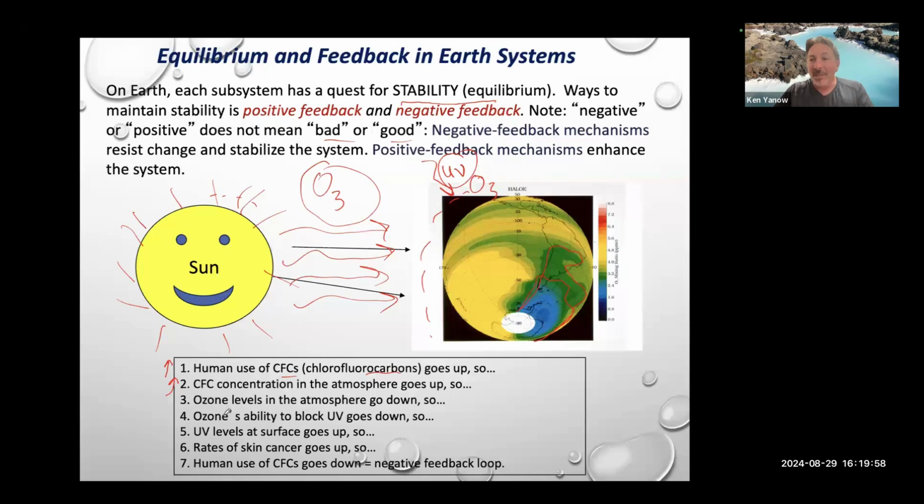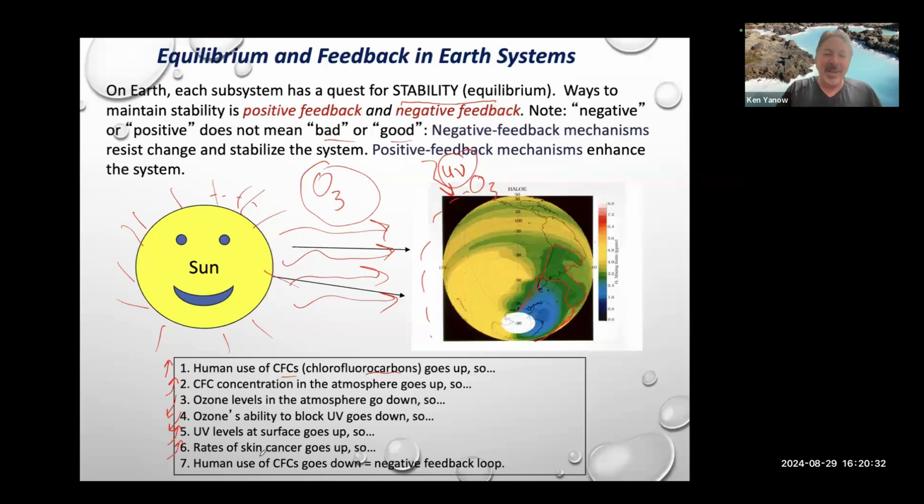Because CFCs actually break down ozone, and we didn't know this at the time, we not being me and you, but we being the people before us who came up with this, CFCs break down ozone. So the ozone levels in the atmosphere actually started to go down. And as the ozone levels went down, ozone's ability to block ultraviolet rays also went down, which means that UV levels at the surface went up, which means rates of skin cancer went up.